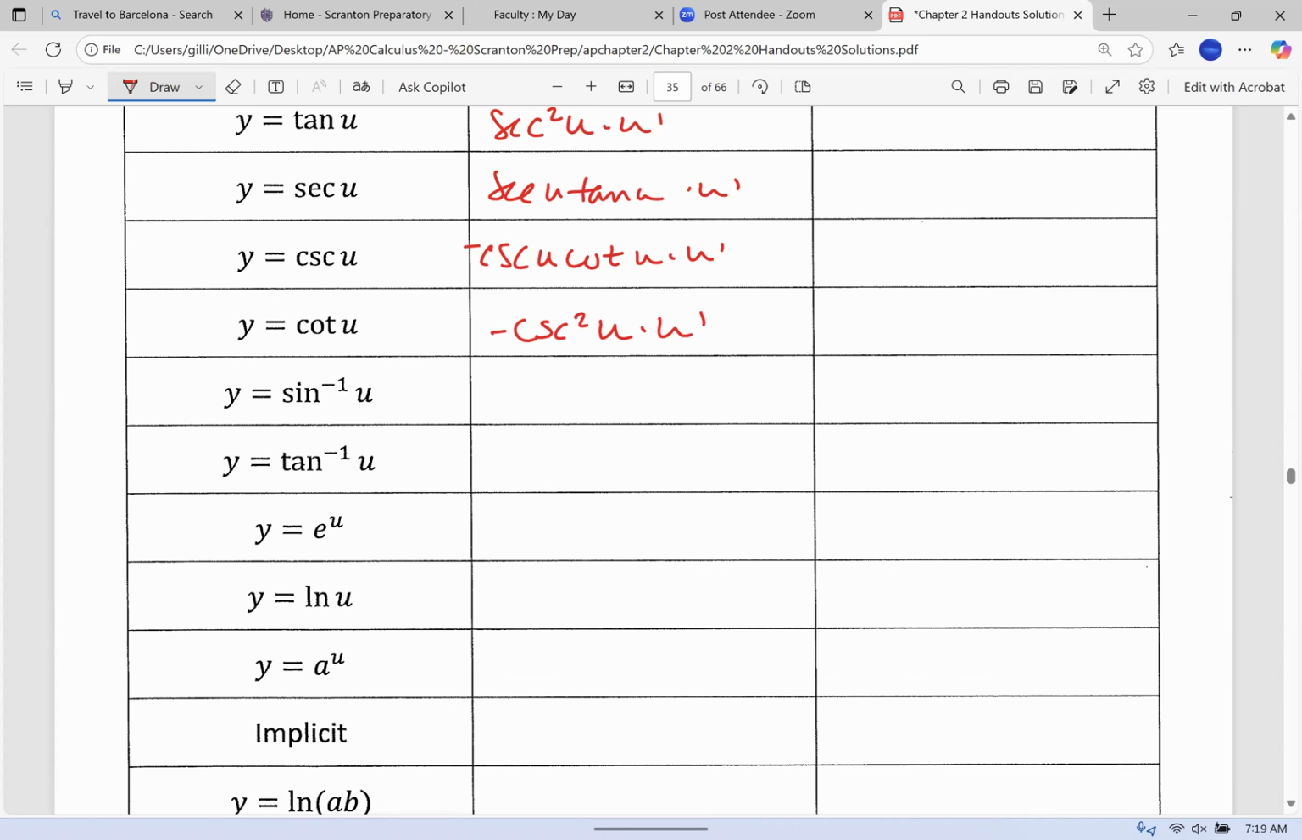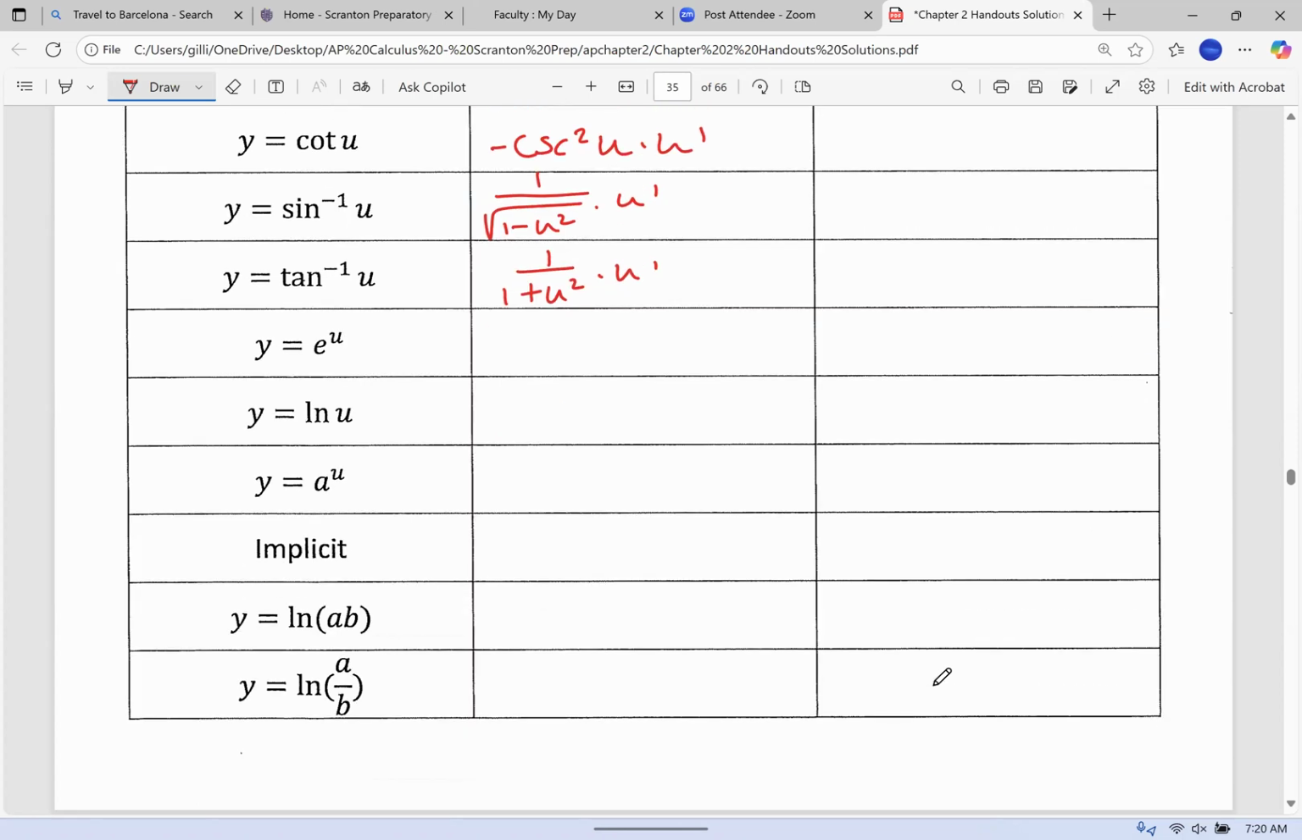The derivative of sine inverse is 1 over the square root of 1 minus u squared times u prime. The derivative of tangent inverse is 1 over 1 plus u squared times u prime. The derivative of e to the u is e to the u times u prime. The derivative of ln of u is 1 over u times u prime. And the derivative of an exponential function whose base is not e is the function itself, which is a to the u, times the ln of its base, times the derivative of the exponent.